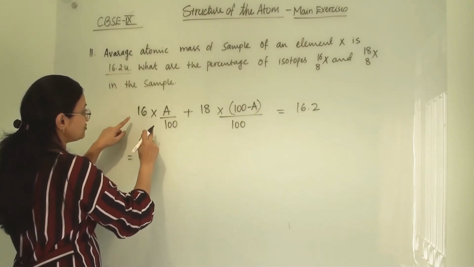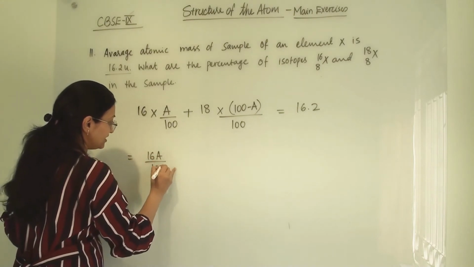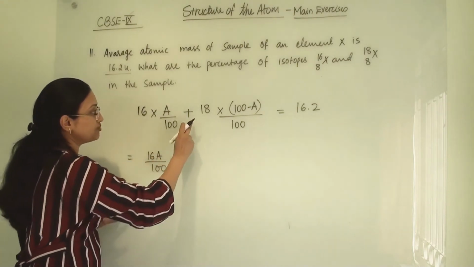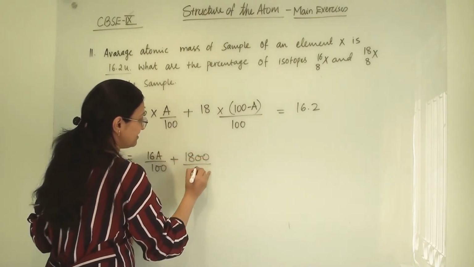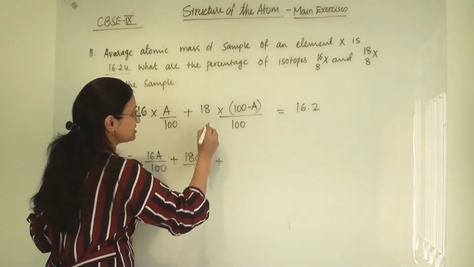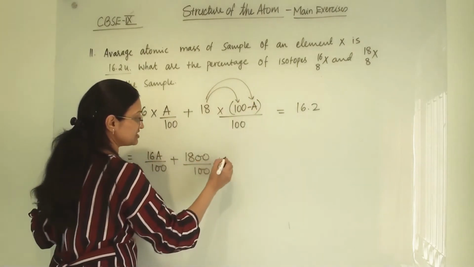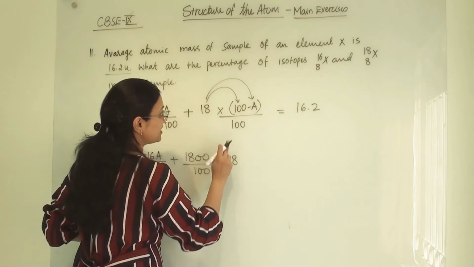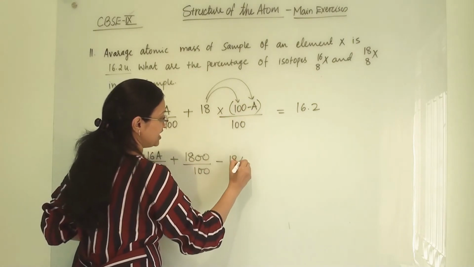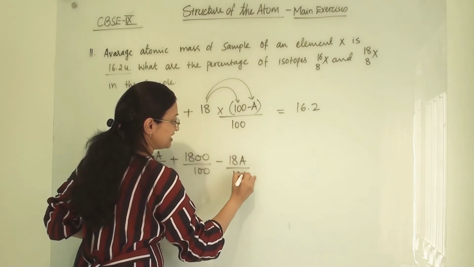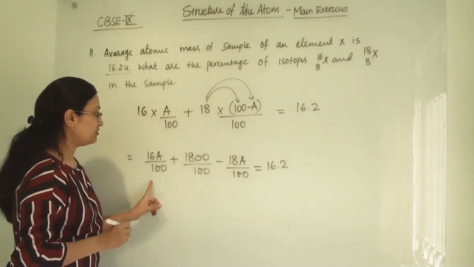So here first we write 16A divided by 100. Here according to BODMAS, first we will write 1800 divided by 100 plus, first we will multiply with this and then we will multiply with this. So we will get here 18 and this will be minus, because here minus is there. So 18A divided by 100 and we will get here 16.2. Now let us solve this.